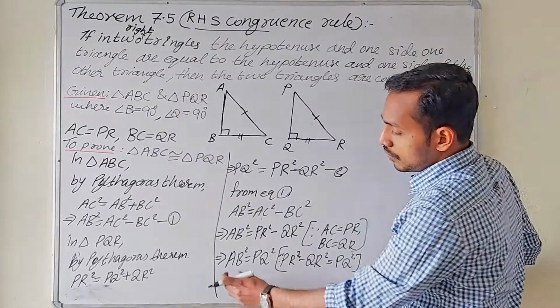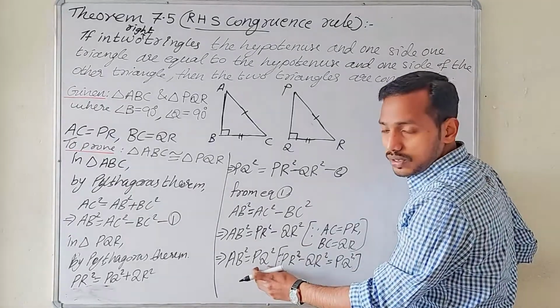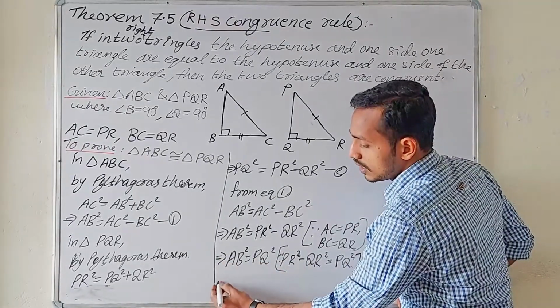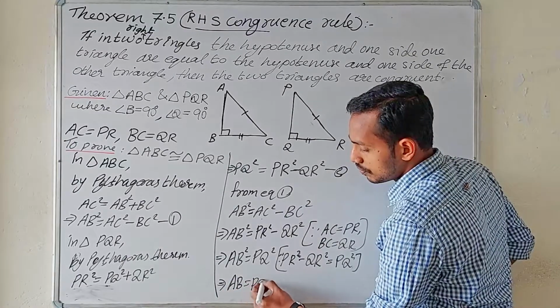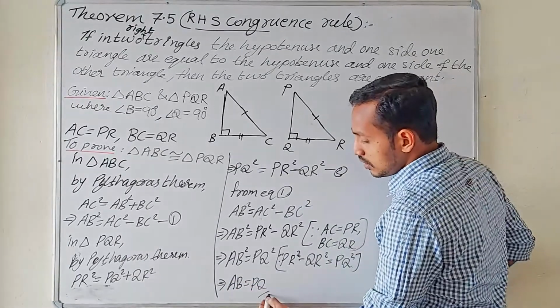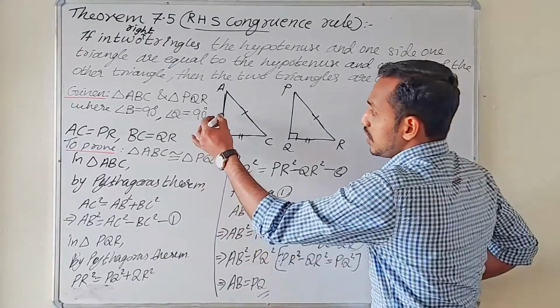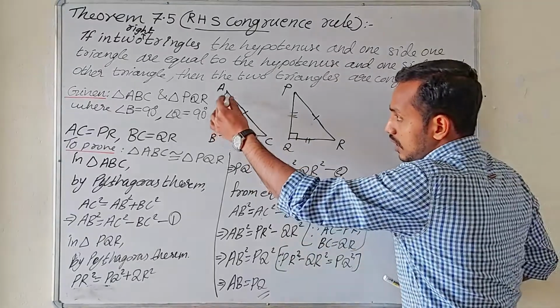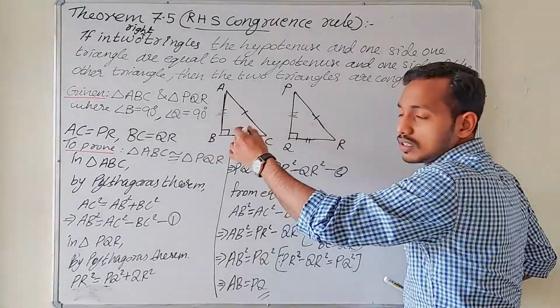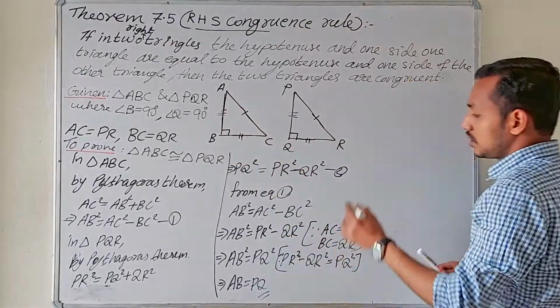Okay. If AB square is equal to PQ square, taking the square root on both sides, we get AB is equal to PQ. So after applying Pythagoras theorem, we have got AB is equal to PQ. Then these two triangles can be proved congruent by using the SSS congruence rule.